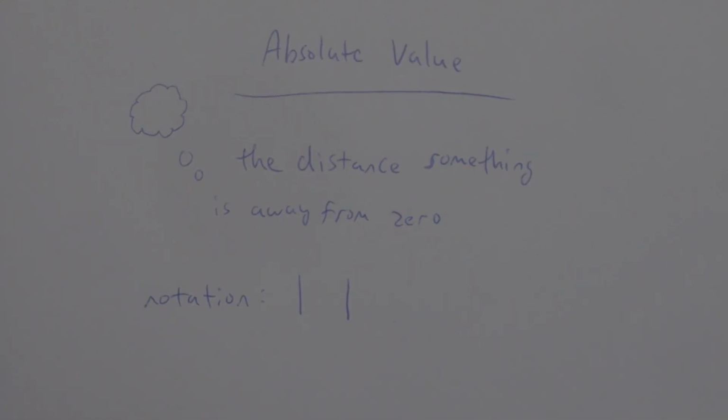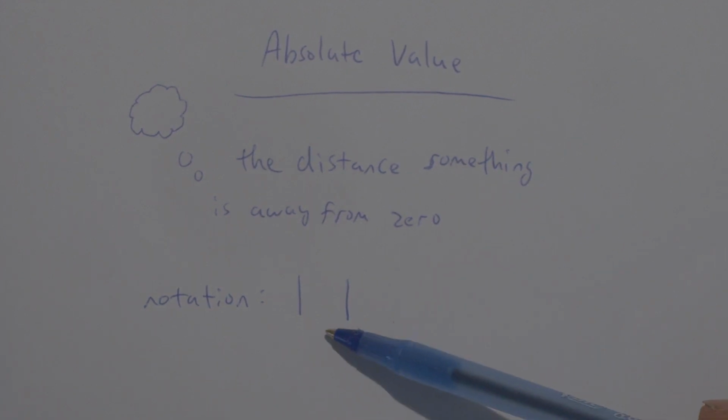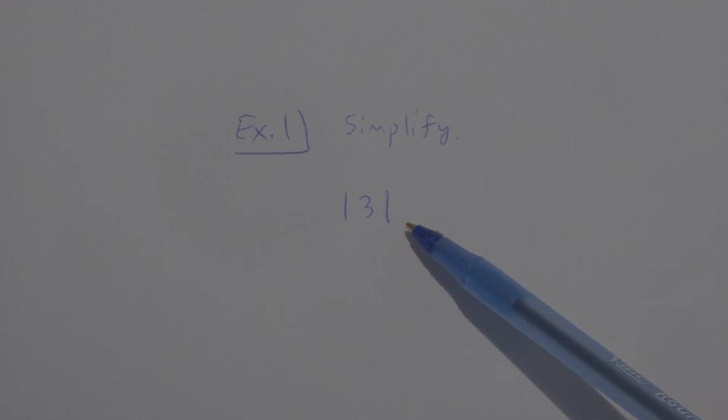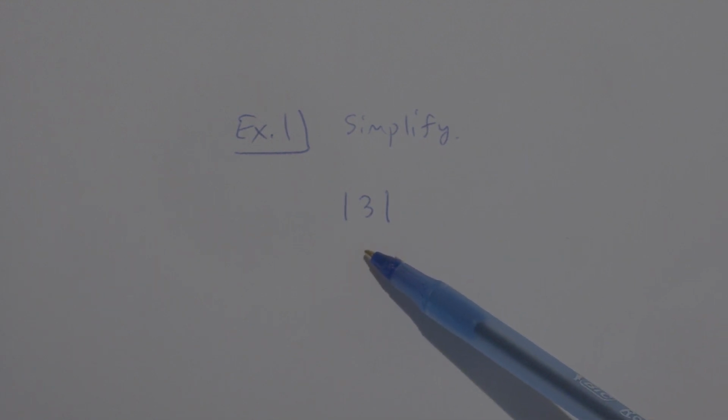Here's the notation. Whatever someone needs you to take the absolute value of, that's the something we're talking about, and that's going to go right here, in between those two bars. Therefore, this reads as the absolute value of 3. In fact, let's do this problem as an example. Example 1, simplify the absolute value of 3. Think of these bars as asking you a question. What they're saying is, how far is this 3 away from the number 0?